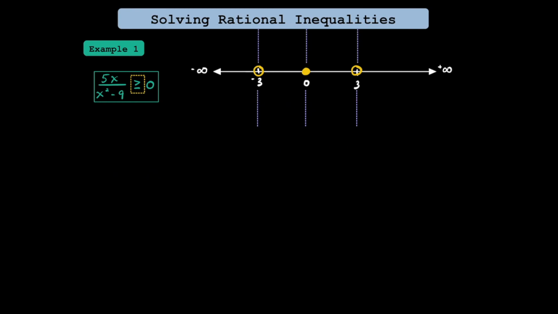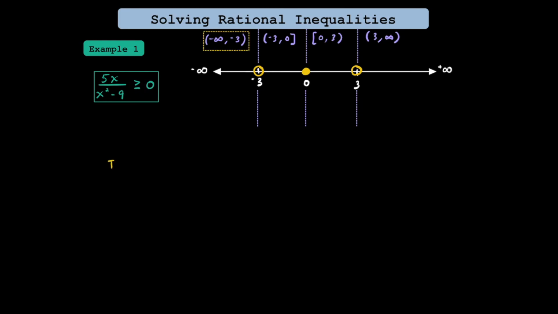These 3 important points we found divide our number line into 4 different parts. Our first part represents all the numbers from negative infinity up until negative 3. Our second part represents all the numbers from negative 3 to 0. The third part represents any values that are from 0 to positive 3. And our fourth part represents any values from 3 to positive infinity. Our goal is to now find which of these intervals has values that make this rational inequality true.